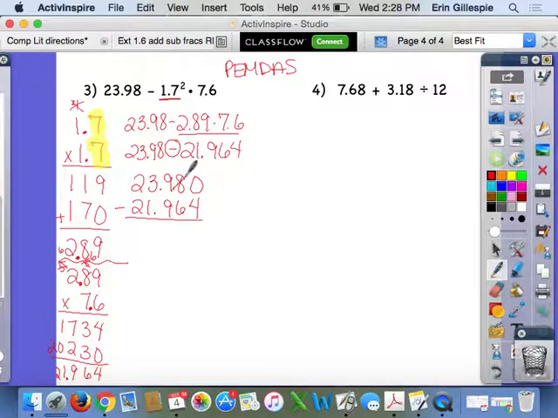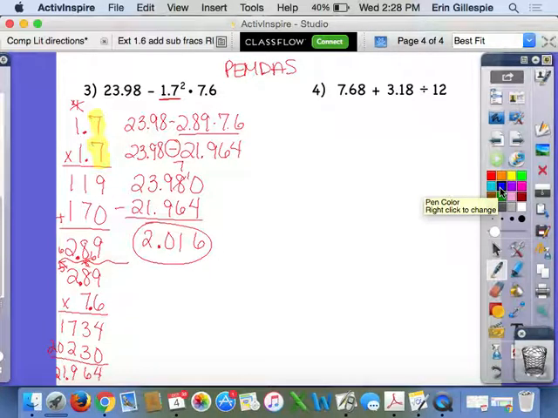Can't do 0 minus 4, so I'm gonna have to borrow. 10 minus 4 is 6, 7 minus 6 is 1, 9 minus 9 is 0, 3 minus 1 is 2, 2 minus 2 is 0. I brought my decimal on down. So 2 and 16 thousandths is our answer for number 3.